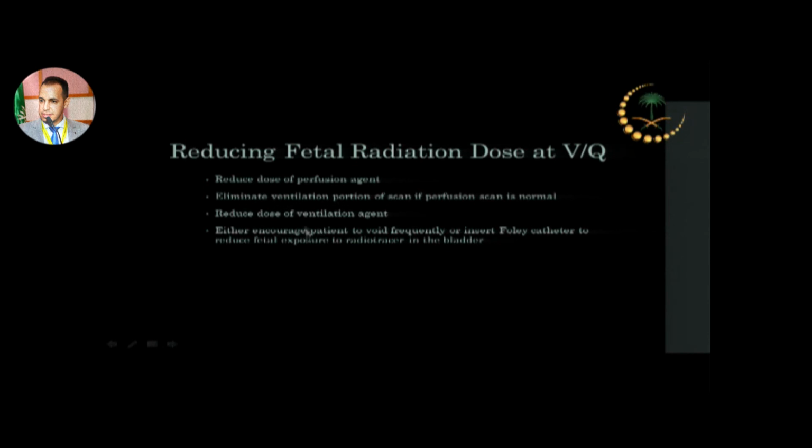The radioactive material can be excreted through the kidneys into the urinary bladder, and as you know, the urinary bladder is just posterior to the pregnant uterus. Therefore, because of the radioactive material in the urinary bladder, it's advised to encourage frequent voiding of the bladder, or you can insert a Foley catheter during scanning just to eliminate the radioactive material excreted in the urinary bladder.